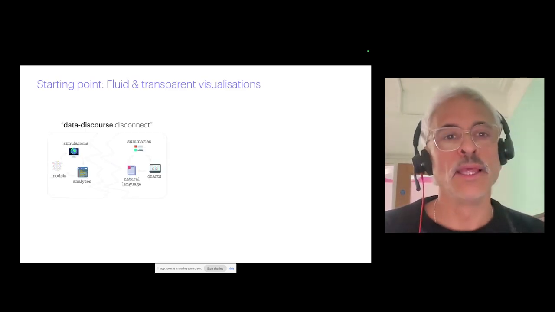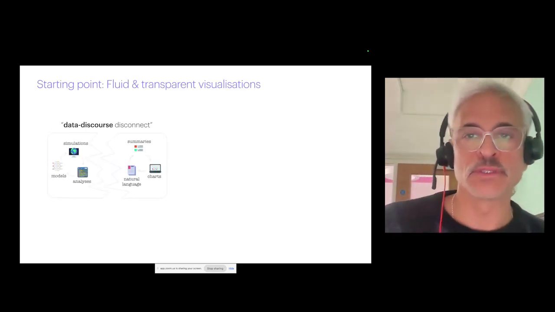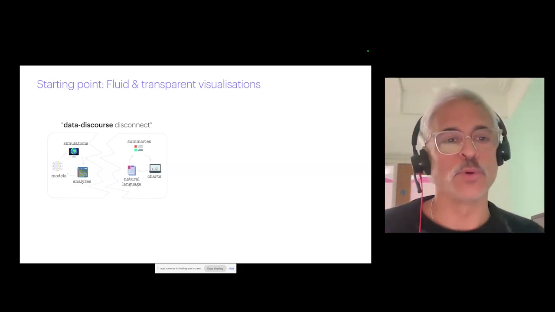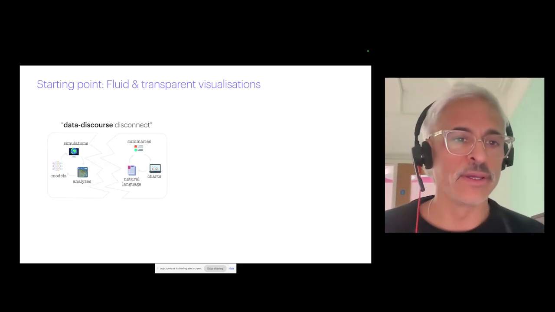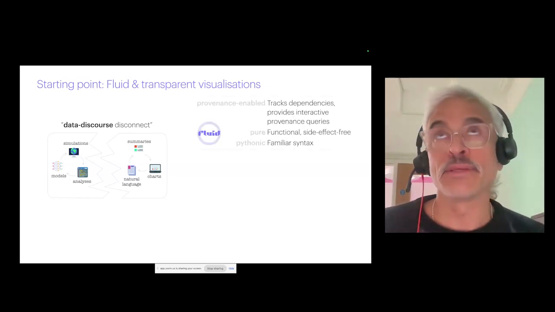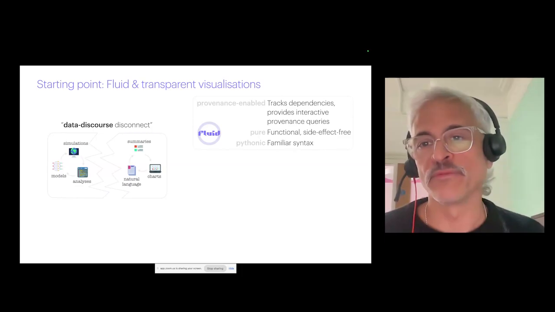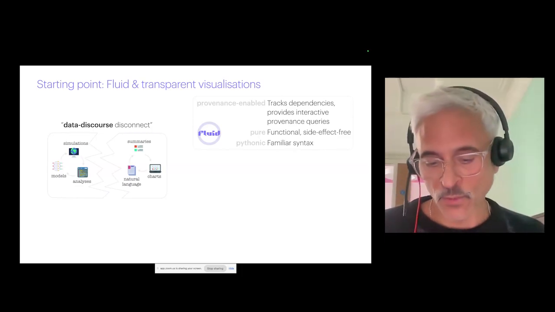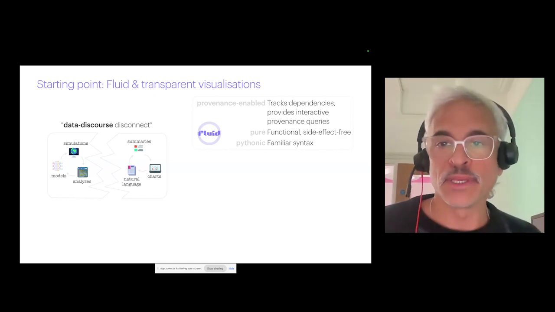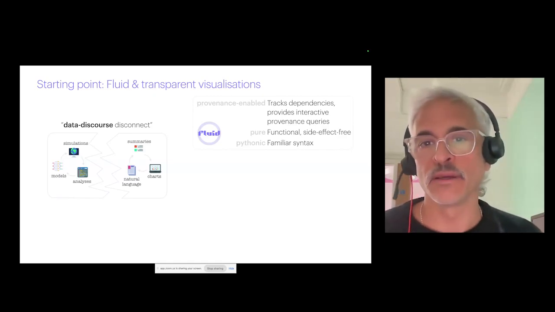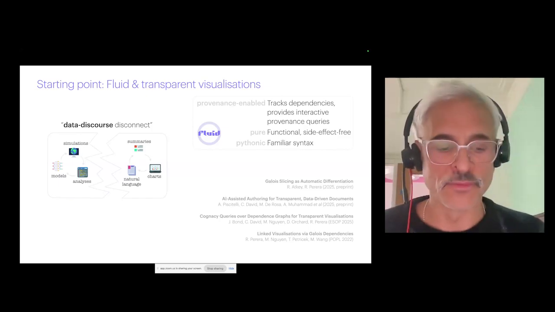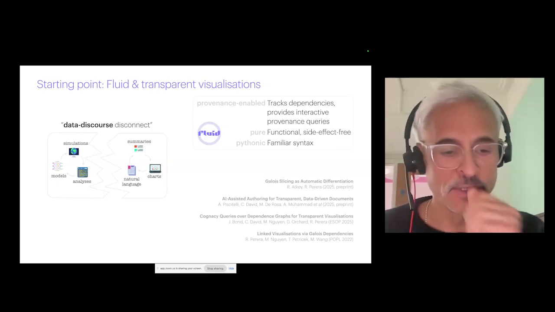So the basic idea of fluid and transparent visualizations is motivated by what you could describe as a disconnect between the world in which we do science and the world in which we communicate science. And what fluid is, the angle that we're exploring with fluid, is the idea of a language that keeps track of data provenance. And fluid is a pure and Python-like instantiation of this idea. So there are some papers here on this, and you can look at those if you're interested.